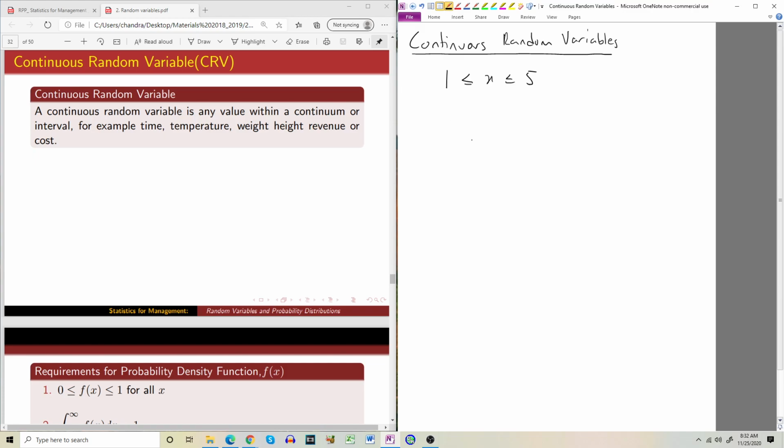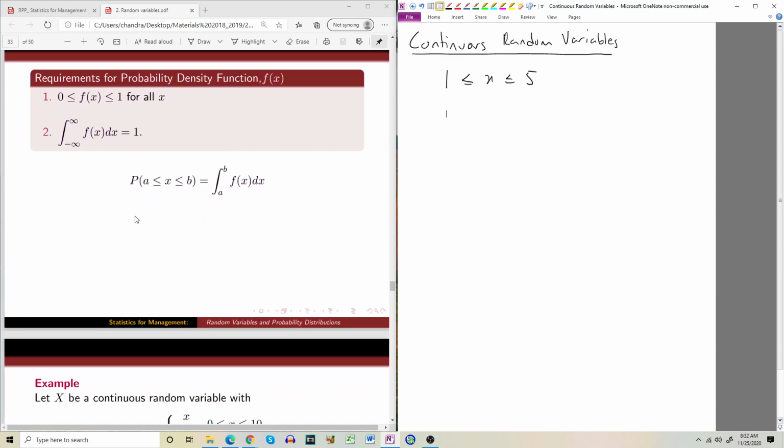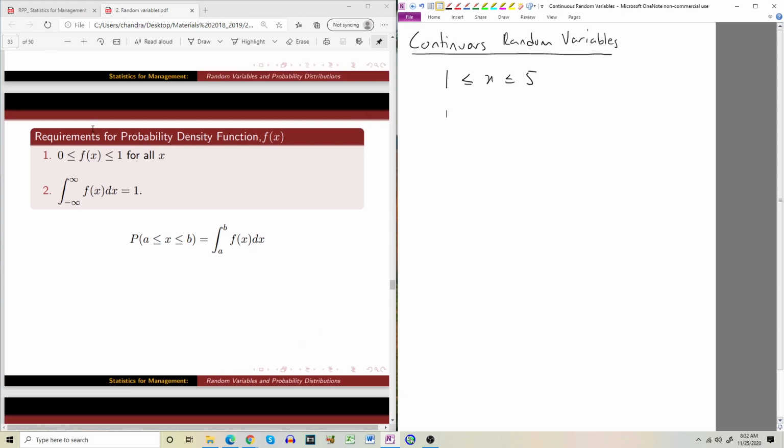If the variables are continuous, 1, 1.1, 1.11 and so on until 5, there are many numbers, then how are we going to deal with the probability? How are we going to find the probability? These are the two conditions to see whether it's a probability density function.